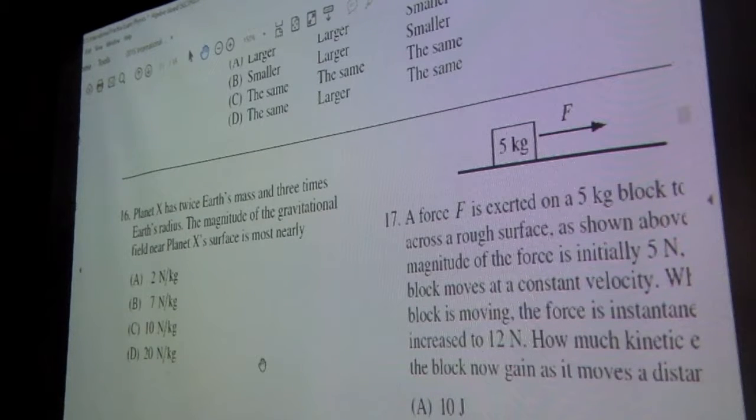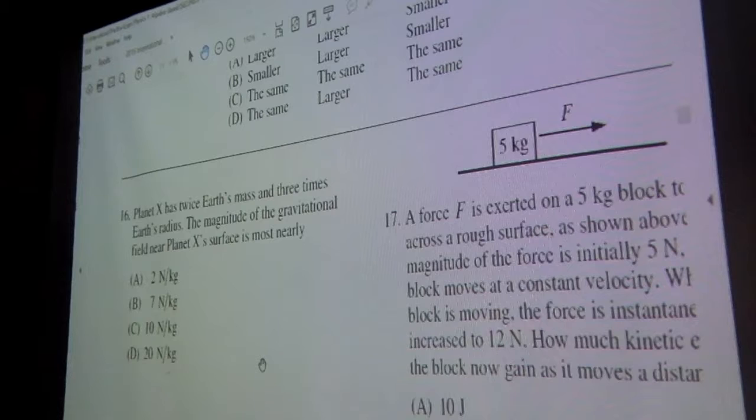Now this problem can be done logically. You can also do it algebraically and prove it. I'll show you both. Is it A? It's twice the Earth's mass. It is A.